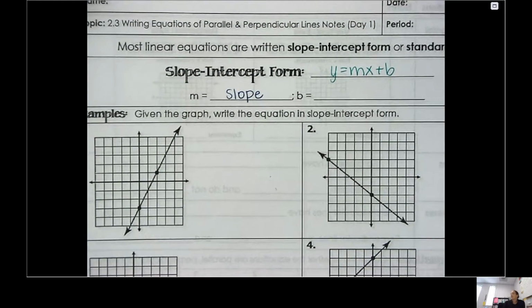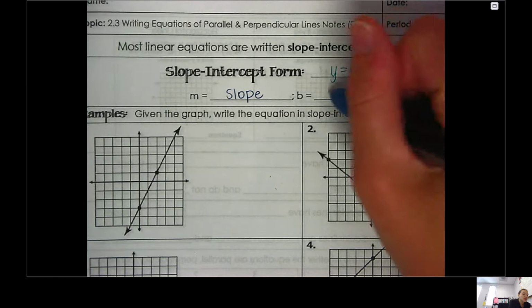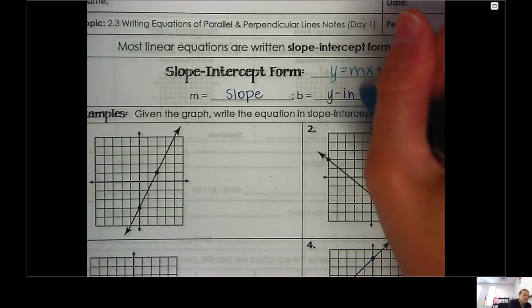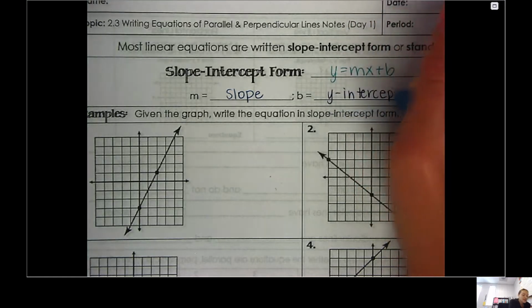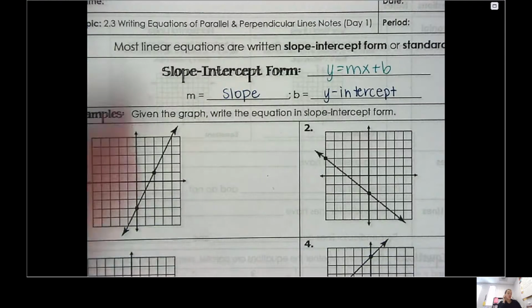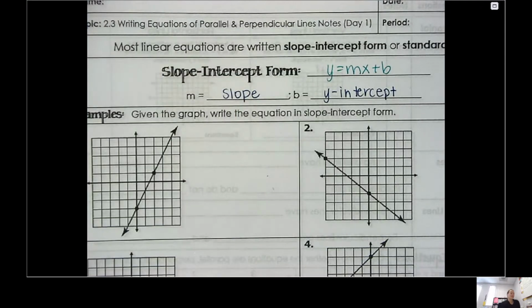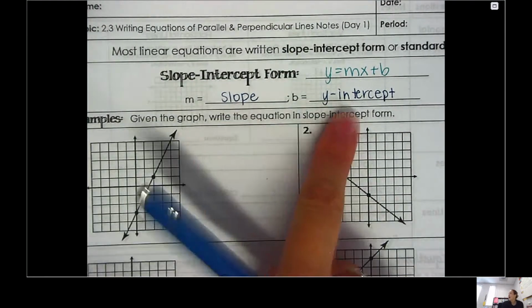What about the b? It's your starting point. Yes. It's also where your graph crosses which axis? The y-axis. It's called the y-intercept. That means just where it crosses the y-axis. Hence, why this is called slope-intercept form is because I give you the slope and the intercept.